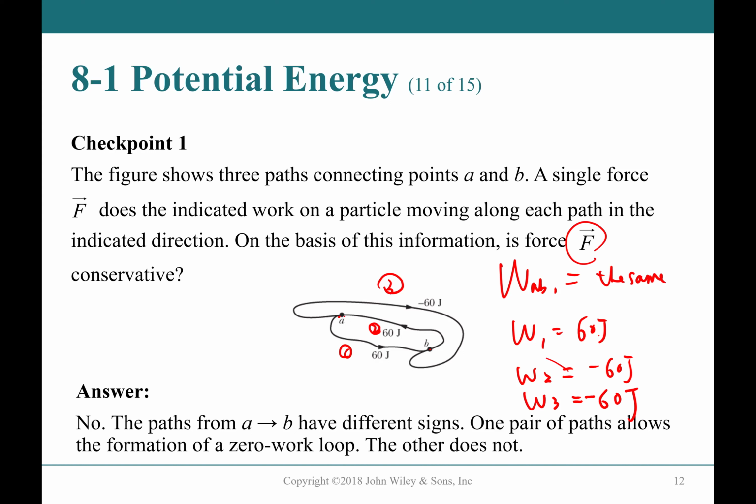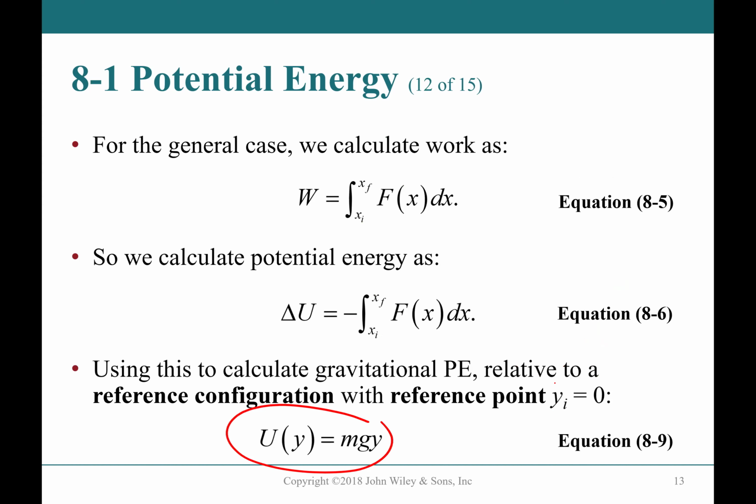So if you choose this path, the work going from A and going back to A is actually 120 joules. The paths from A to B have different signs: 60, negative 60, and negative 60. So that's why F is not conservative. If you want to have a conservative force, all the work done along different paths must have the same sign and same value. So that is a conservative force.